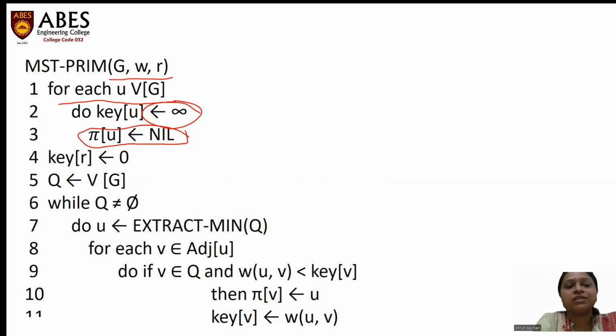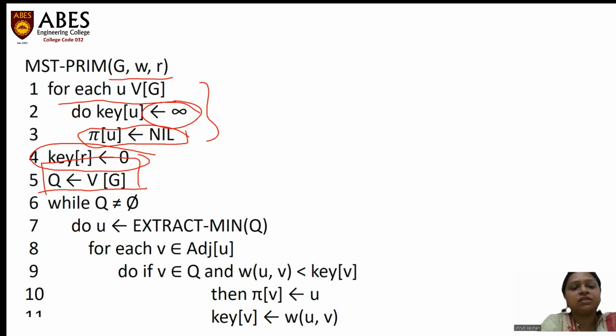After initializing these things, by using the value of r, that is your start vertex, update the key value of r as 0. Now assign all the vertices to the queue. As already discussed, we will maintain two sets. First is for all the vertices which are part of your MST, and second is for those which are not yet included. So here Q is the set which contains all the vertices which are yet to be included in the MST.